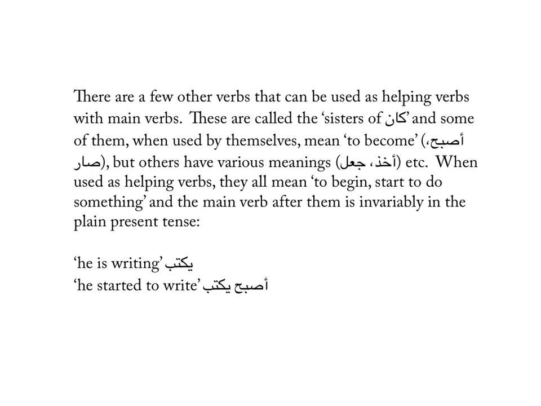A few other verbs can be used as helping verbs with main verbs. These are called the sisters of kana. Some of them, when used by themselves, mean to become, like asbaha and sara, but others have various meanings, like ja'ala, to make, and akhadha, to take. When used as helping verbs, however, they all mean to begin or to start to do something. And the main verb after them is invariably in the plain present tense. So yaktubu means he is writing, but asbaha yaktubu means he started to write.